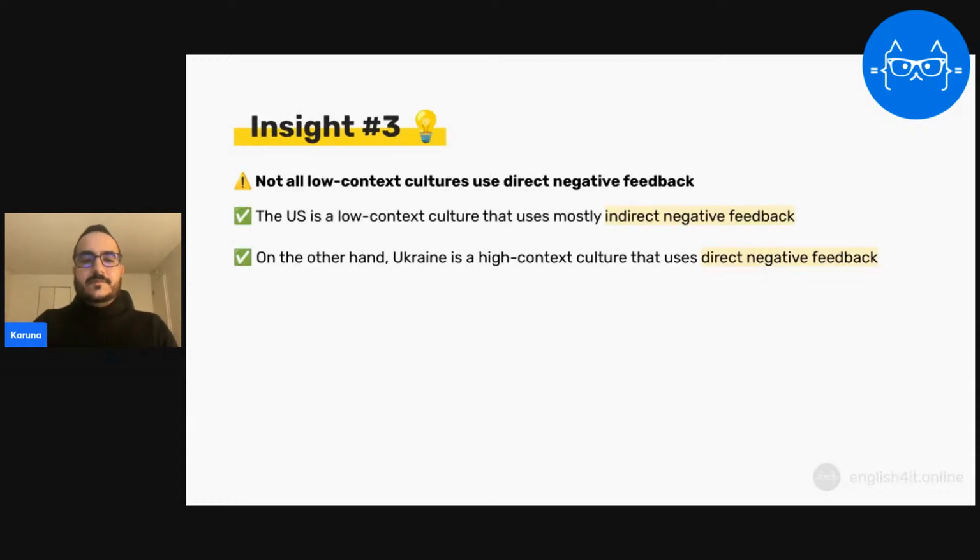And so, how do you give feedback? Well, before we get into that, there are cultures that can be low context and indirect with their feedback. For example, the US can be seen as generally a low context culture where facts and information are delivered in a more direct way, but feedback tends to be more indirect, with a bit more sugarcoating involved. Ukraine, on the other hand, is a high context culture, but direct negative feedback is more common.